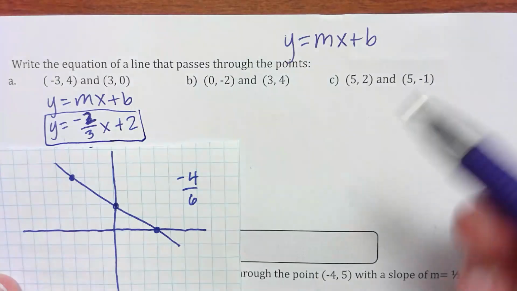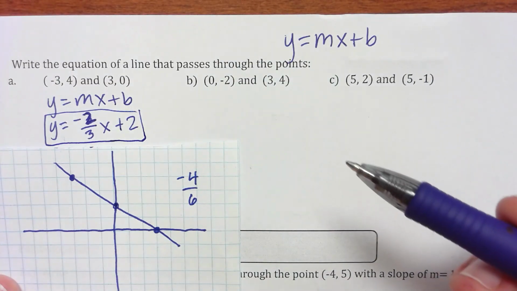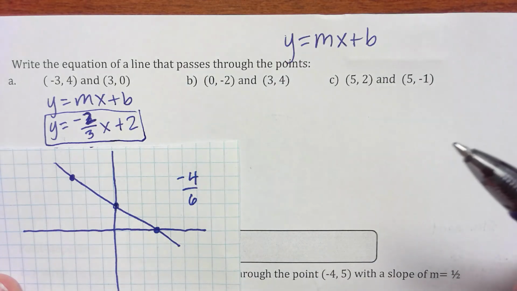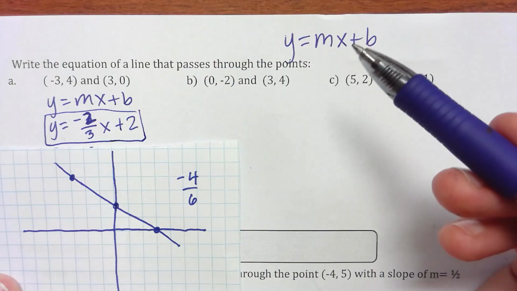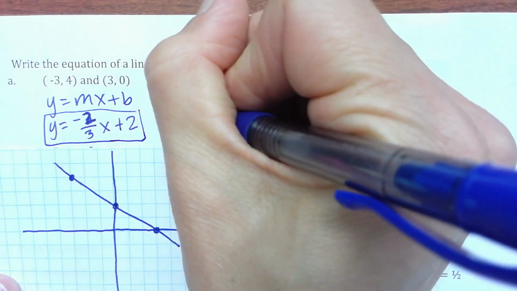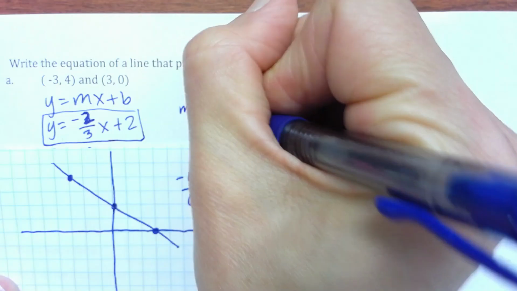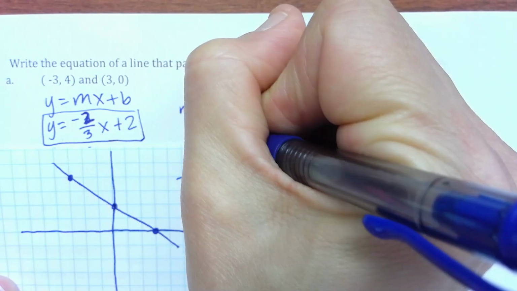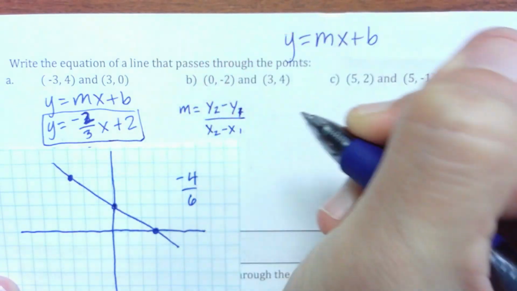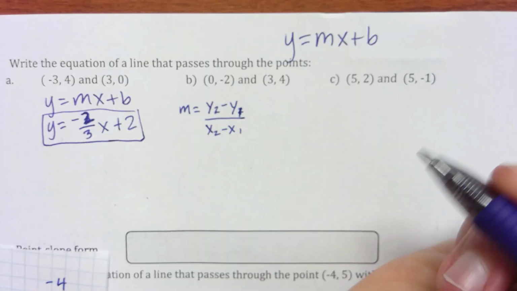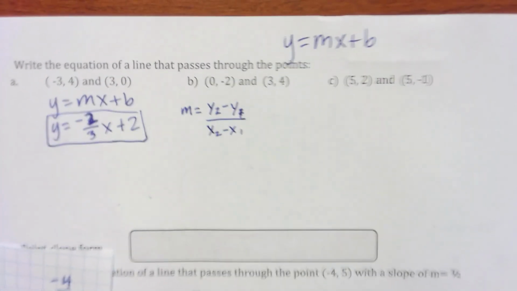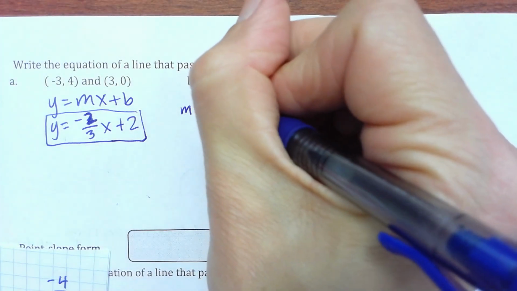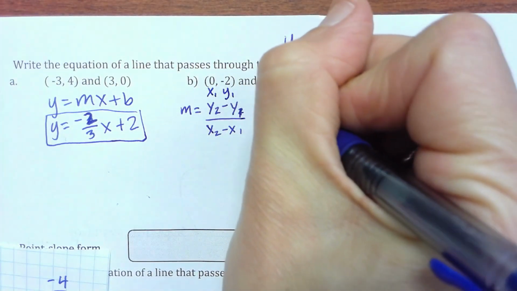The other way to do these problems is using algebra. So if you don't like to draw graphs and you would prefer to use algebra, you can do the same thing. You first want to find the slope. And to find a slope, you need your slope formula: y2 minus y1 over x2 minus x1. I personally have to go through and label these because otherwise I start putting the numbers in the wrong places. This is x1, y1, x2, y2.